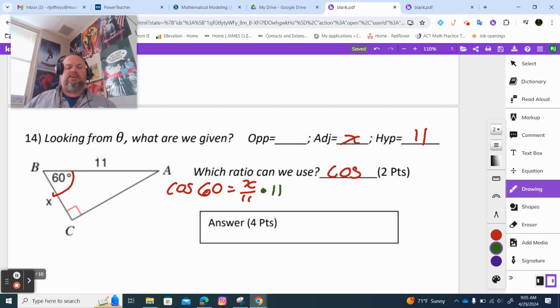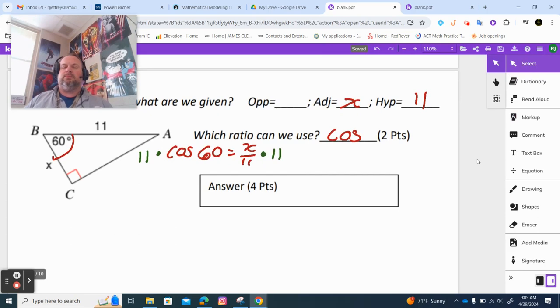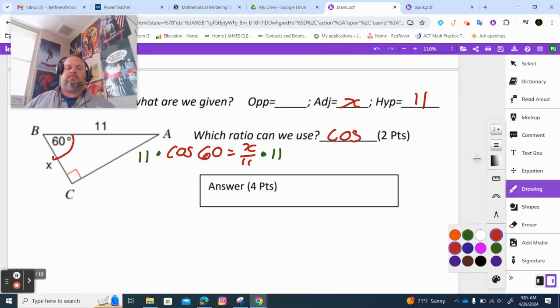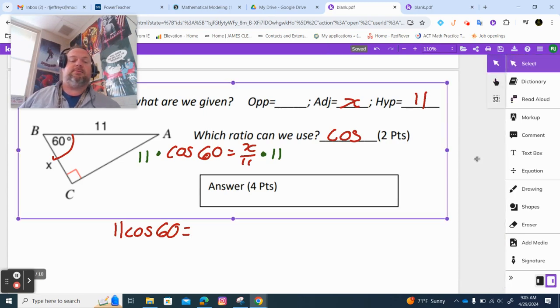Now, I want y'all to see what's funny. I get really close to doing my work in the answer box, but yet I don't do work in the answer box. It's almost like I'm trying to model for y'all not to do work in the answer box.